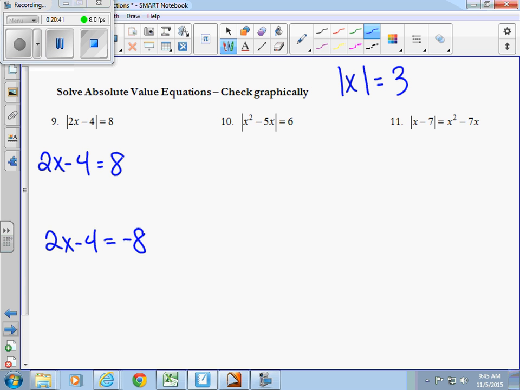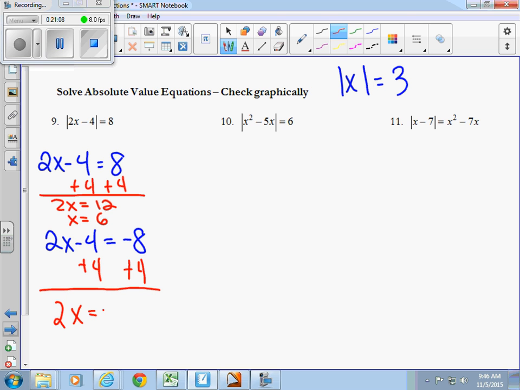Are those pretty easy equations to solve by themselves without the absolute value? What do we do? Add 4. Divide by 2. So I get x equals 6 on the top one. Same steps on the bottom, just with a different number on the right. The solution to the equation is -2 and 6.